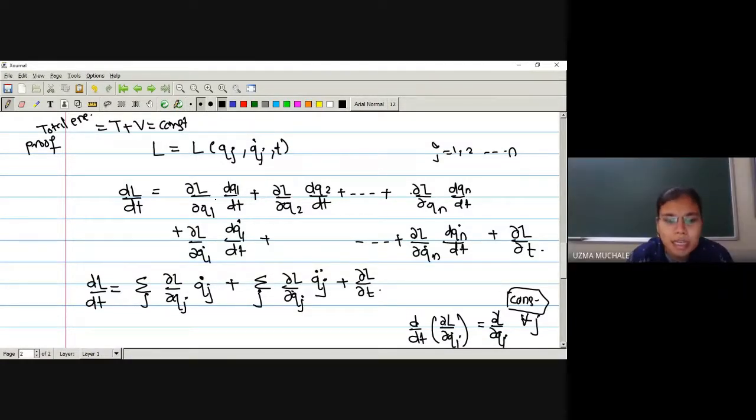No, actually j is a parameter. j runs from 1, 2 up to n. For j equal to 1, the term is q1. For j equal to 2, what will be the term? q2. For j equal to n, what will be the term? qn. Now the next question. What is the question? L is a function of qj dot and t.